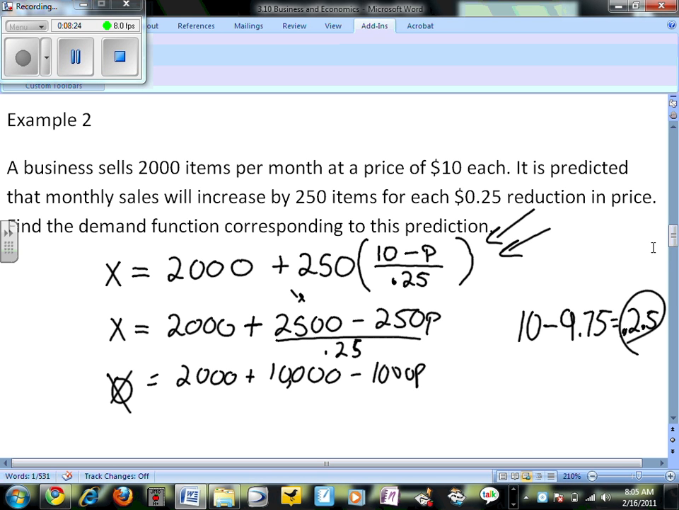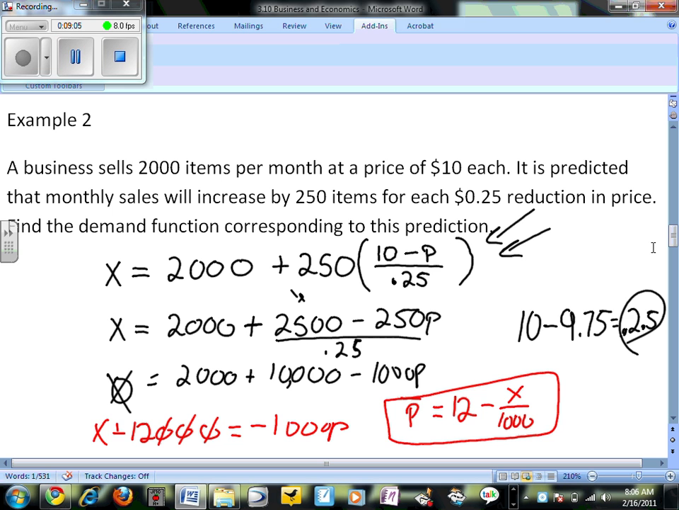Well, no, let's combine 2,000 and 10,000, which is 12,000. Let's move that to the other side. So now I have x minus 12,000 equal to a negative 1,000 P. To get P by itself, we'd divide by a negative 1,000. If I divide by a negative 1,000, I'll have 12 minus x, all over 1,000, since dividing makes the signs positive. So there would be my demand function right there.